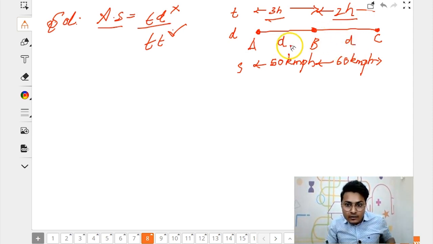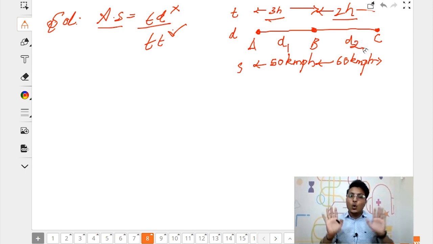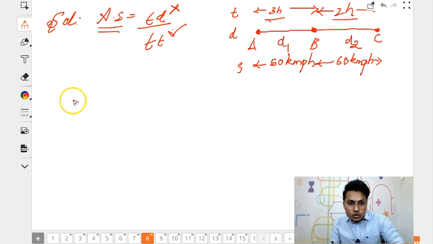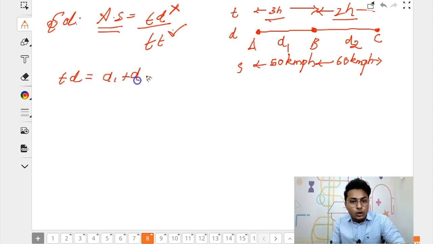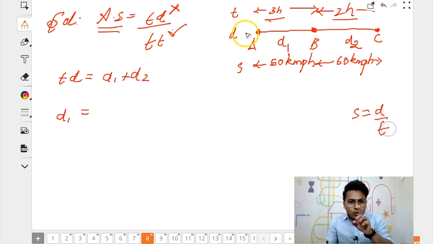So what we'll do is keep the distance between A and B as D1, and the distance between B and C as D2. That's all we'll do. Now our ultimate aim is to find the average speed, and the first thing should be to find the total distance required. So let's move forward to find the total distance. It is nothing but D1 plus D2. Let's find D1 first. D1 is equal to, simply take the speed formula, speed is equal to distance by time. Between A and B, the speed is 50 and the time is 3 hours.